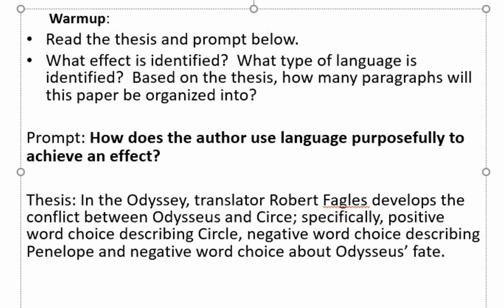So below is an example of a thesis that works. In the Odyssey, translator Robert Fagles develops the conflict between Odysseus and Circe. That's the effect that is achieved, and then it has a transition word, specifically, and it branches out into 3 pieces of language that do that. So specifically, positive word choice describing Circe. I spelled Circe wrong, sorry. Part 2, negative word choice describing Penelope, and Part 3, negative word choice about Odysseus's fate. Those are going to be the 3 topics that each get developed in one paragraph.